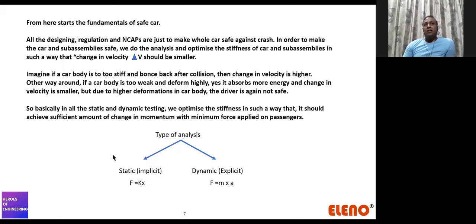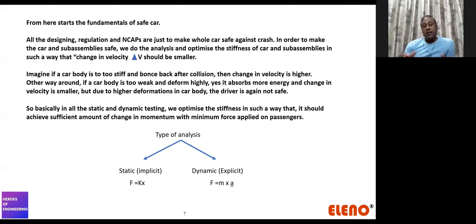You can make your car softer, or design it in such a way that it can absorb more energy, and then your target is finished. No, the challenge is, let's think in this way. If you are making the car body too stiff, or your sub-assembly is too stiff, then what is going to happen? When the car is too stiff and hits a lorry, it will hit the lorry and then bounce back, because it is an inelastic collision.